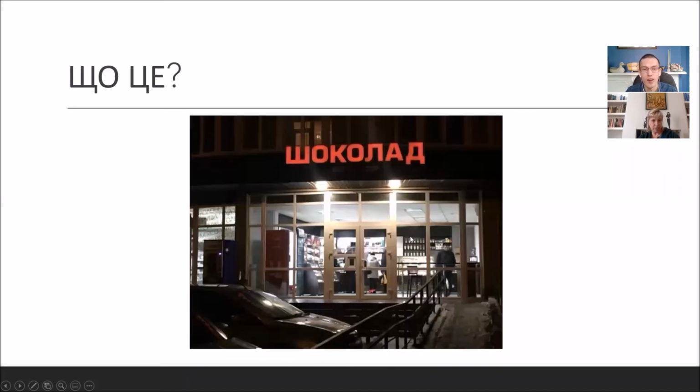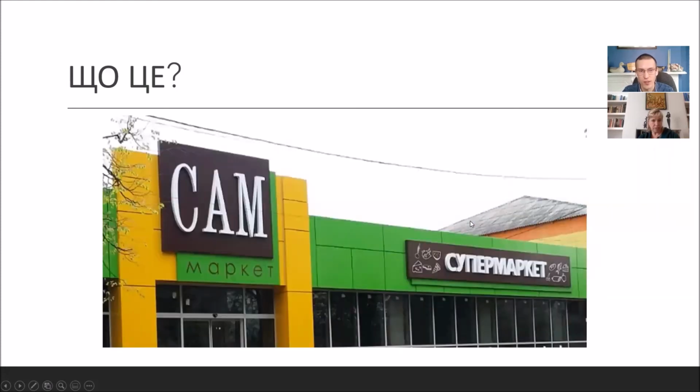Very well. Now, this is one of the last ones. Can you tell me what this is? What can you buy in this shop? Okay, very well. So this is Ш-О-К-О-Л-А-Д. Chocolate. Yeah, chocolate is chocolate. Very well. And can you tell me what is the one on the right? What does the word on the right mean?